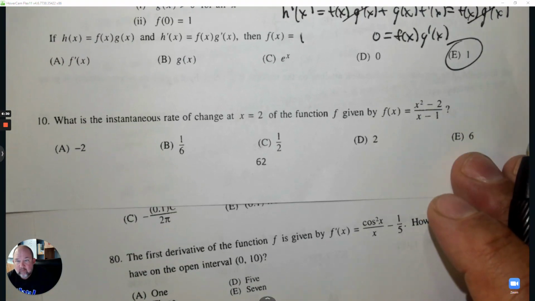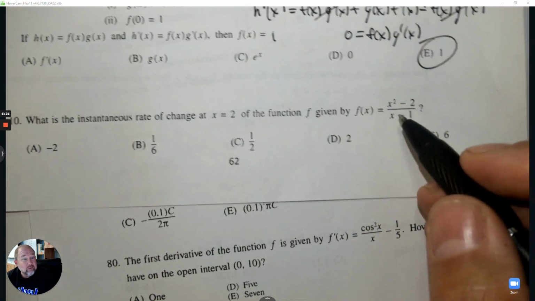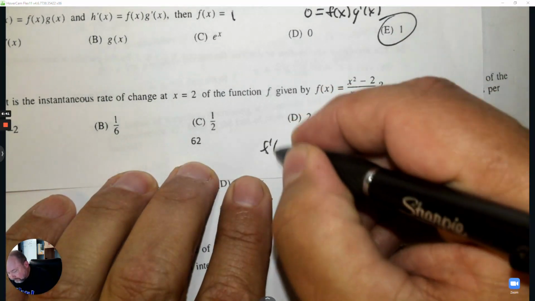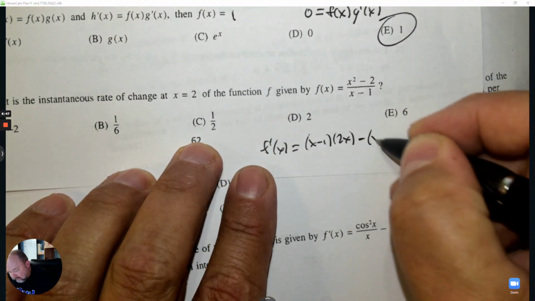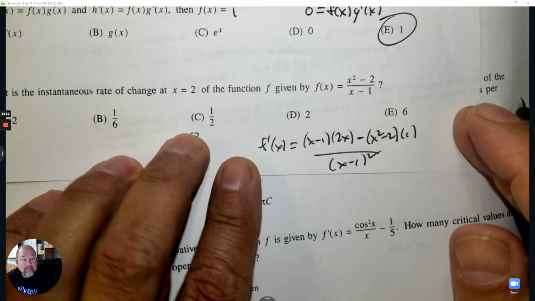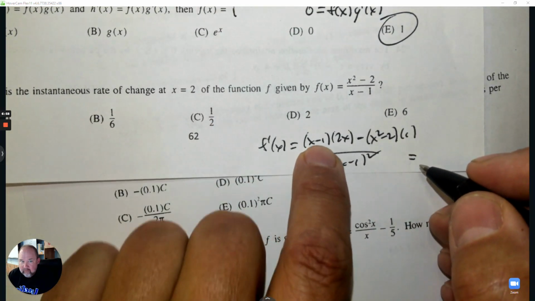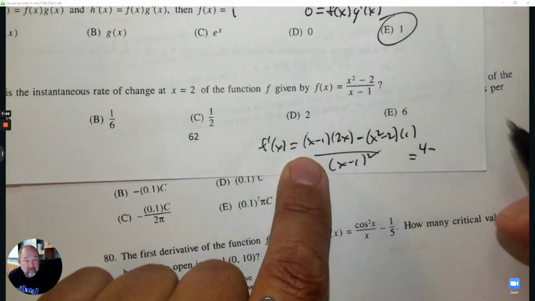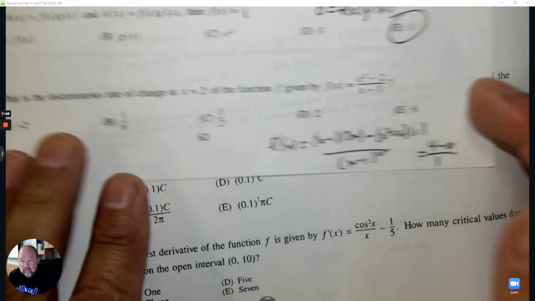All right, moving on. What is the instantaneous rate of change at x equals 2? That's derivative. So to do the derivative, we're going to do the quotient rule. That's the bottom times the derivative of the top minus the top times the derivative of the bottom, over the bottom squared. Then I'm going to plug in 2 everywhere. So 2 take away 1, and 2 times 2, that's 4. 2 take away 2 squared, take away 2, that's 0 times whatever. And then 2 take away 1, and then I get 4 is my answer.